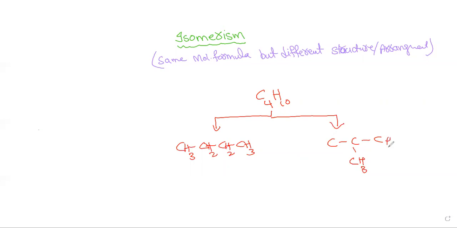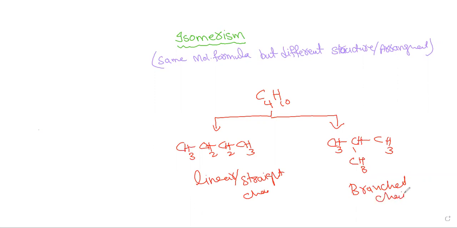Now here you have the same molecular formula, C4H10, but they have different arrangements. This is called the linear structure, linear or straight chain. And what do we call the other? It's the branched chain. What will be its name? The first is called n-butane, or straight chain butane, and the other is called 2-methyl propane. So they have different names as well, but these two are isomers.